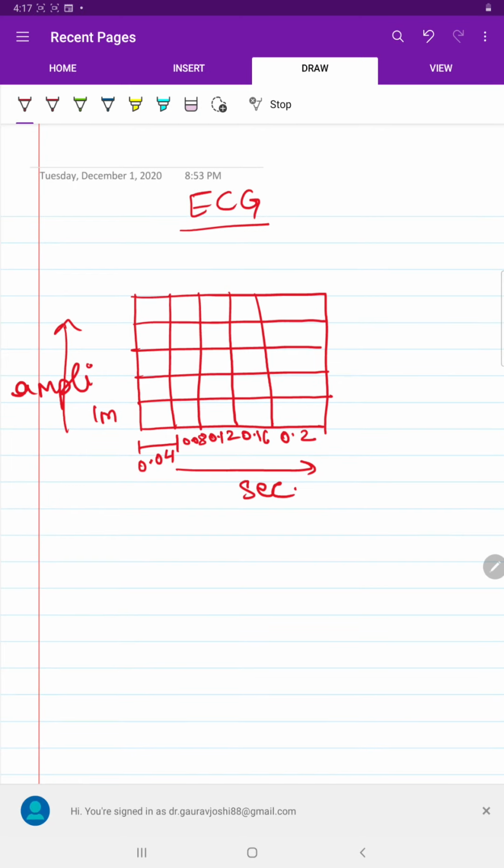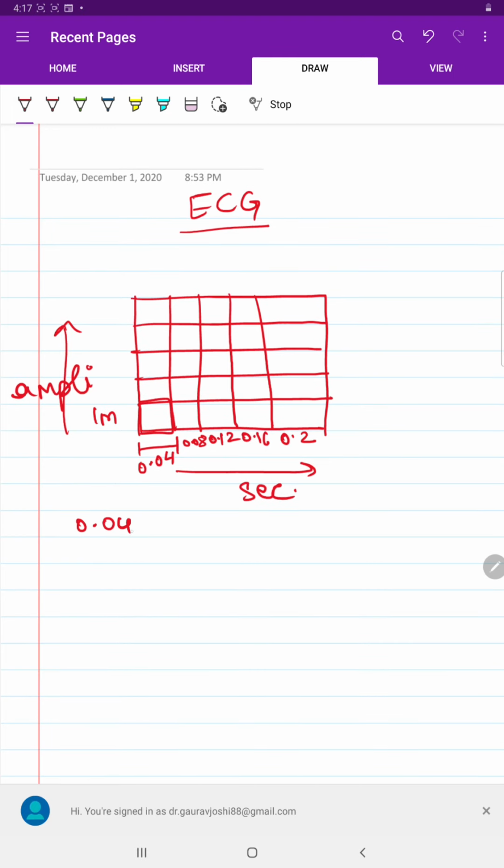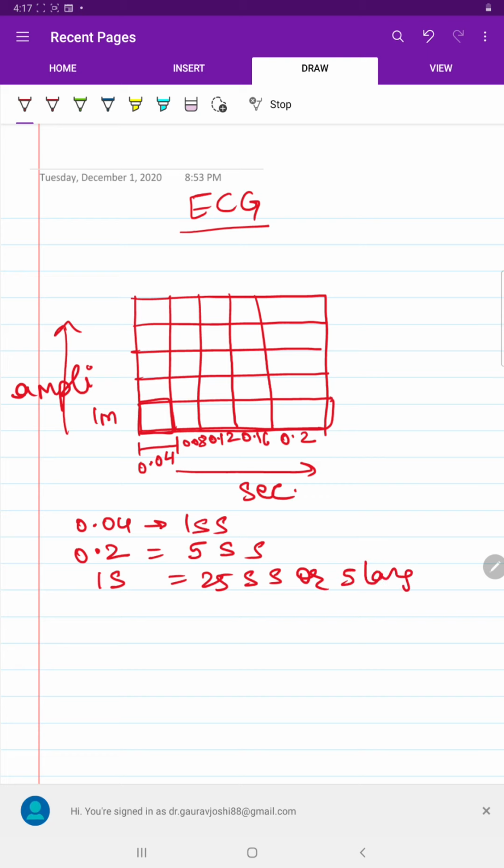This is one large square and these are 5 large squares. To make it simpler, I am writing here: 0.04 second is one small square, 0.2 second is 5 small squares, and 1 second is 25 small squares or 5 large squares.